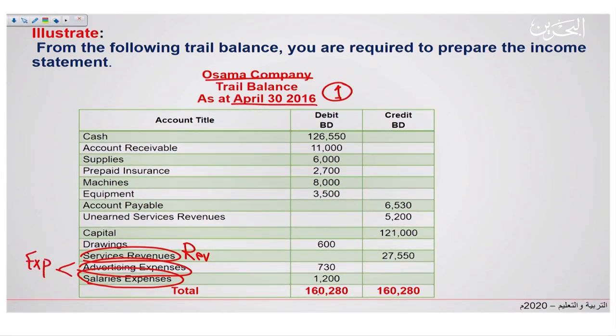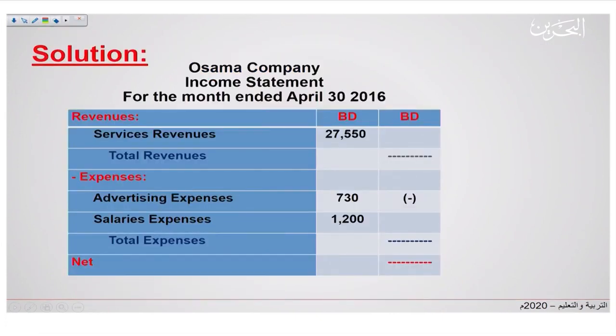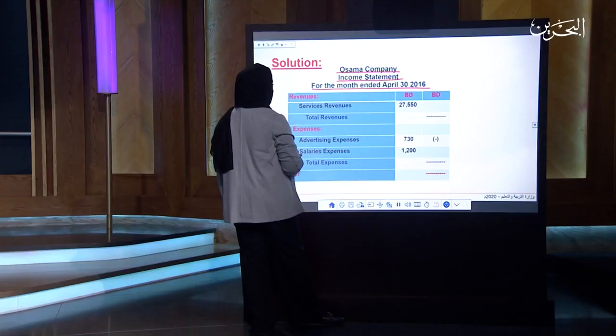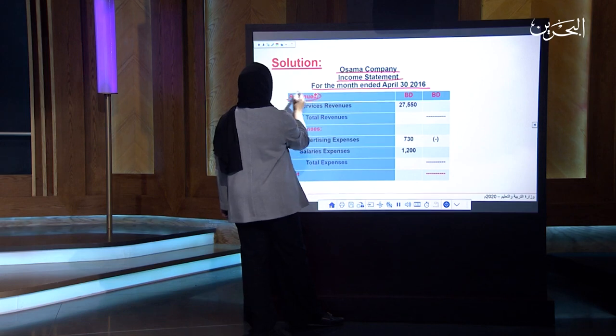We will take the amounts of each entry and we will transfer them to the table of the income statement. In this slide, we have here Osama Company, the name of the company, and we have specified that we are using the income statement, and we have written down here the period for this income statement, which is for the month of April 13th, 2016. Here we have listed the revenues.